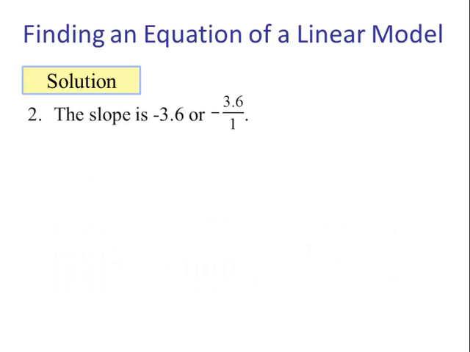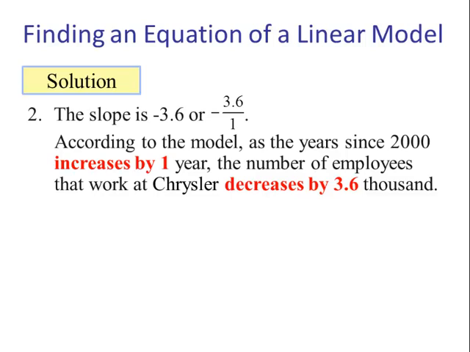The slope is negative 3.6, or we can say it's negative 3.6 over 1. This will help us with our interpretation of the slope. As the x increases by a positive 1, the y is going to decrease by 3.6 y units. So in terms of this problem, we would say, according to the model, as the years since 2000 increases by 1 year, this is the change in x, the number of employees that work at Chrysler decreases by 3.6 thousand. So this is the change in y. Be sure to include your units.